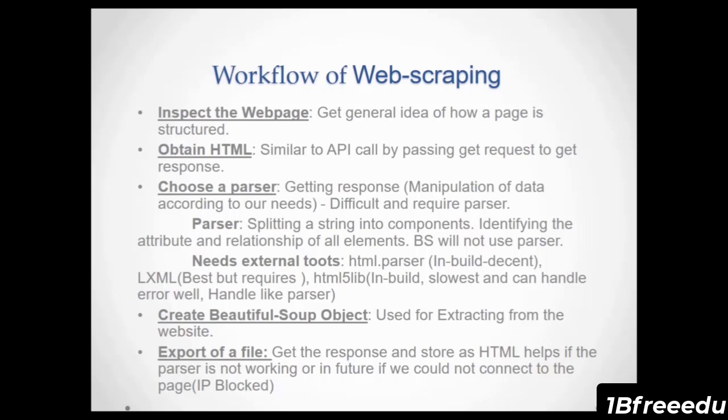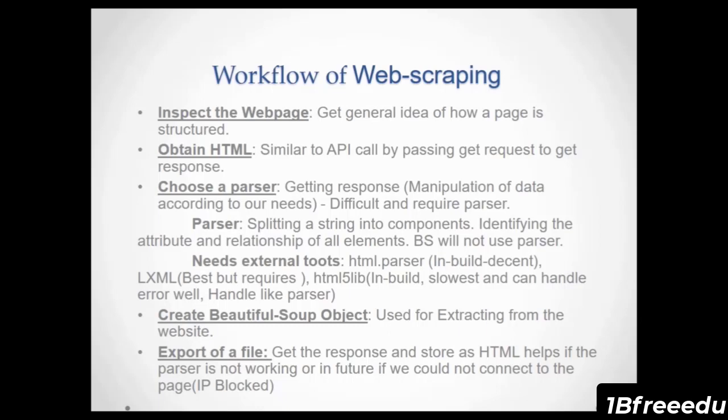So we have inbuilt parsers. What a parser does is it splits a string into components, identifying attributes and their relationship with all other elements. Beautiful Soup will not use a parser. In general, Beautiful Soup is not a parser. It is an extracting tool. So we have to use an external parser to perform this splitting part, and we need to identify how a particular attribute is related to other attributes in a particular HTML.